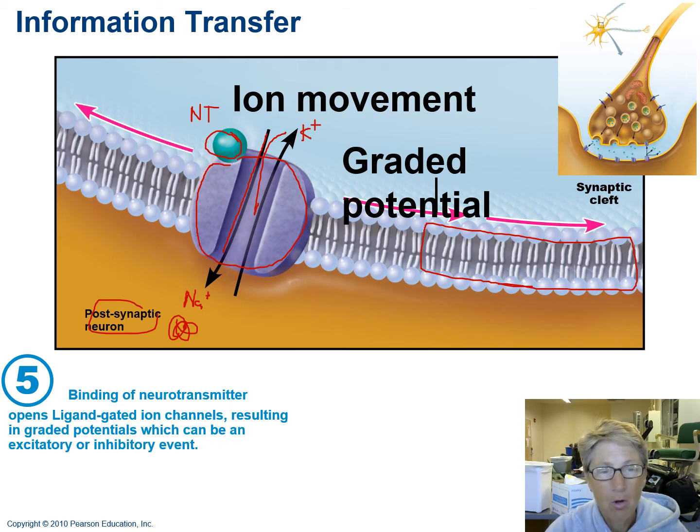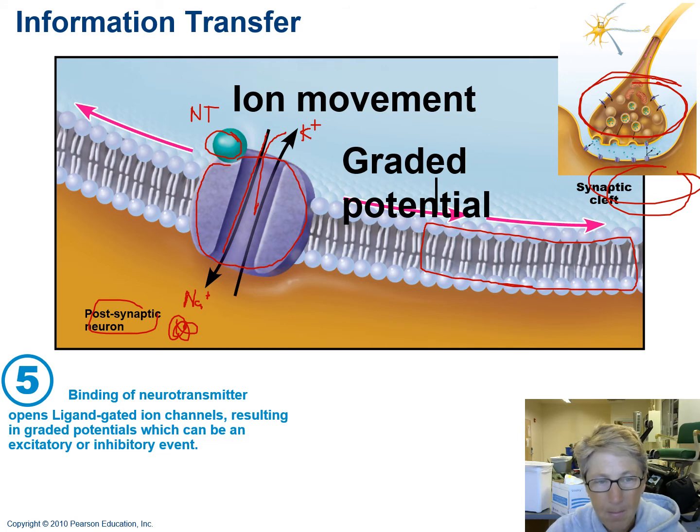So here's the presynaptic neuron up top, here's the postsynaptic neuron. The neurotransmitter came from the presynaptic neuron, bound to this ligand-gated channel, and that caused sodium to move into the cell and potassium to move out. Sodium moves in more than potassium moves out, so that means the inside of the postsynaptic neuron becomes more positive.